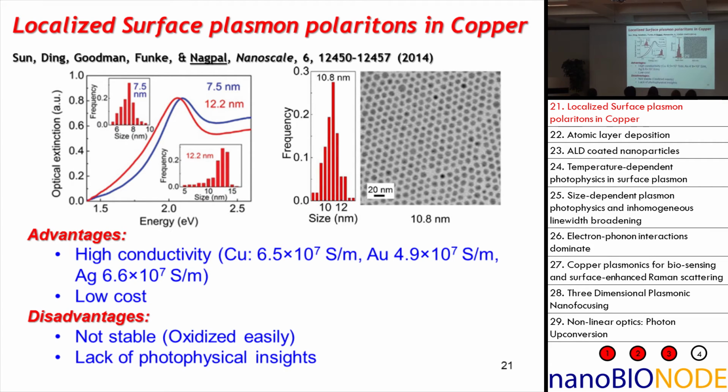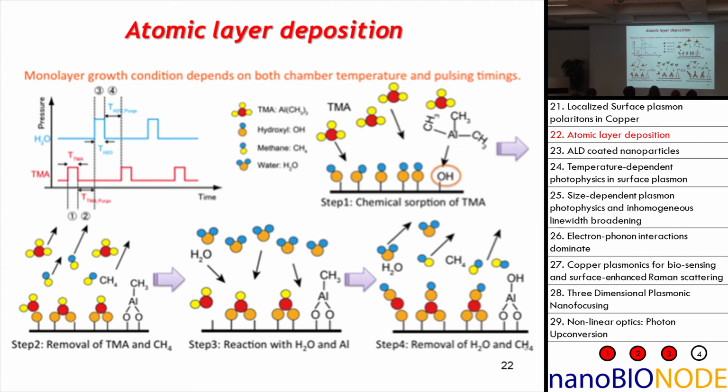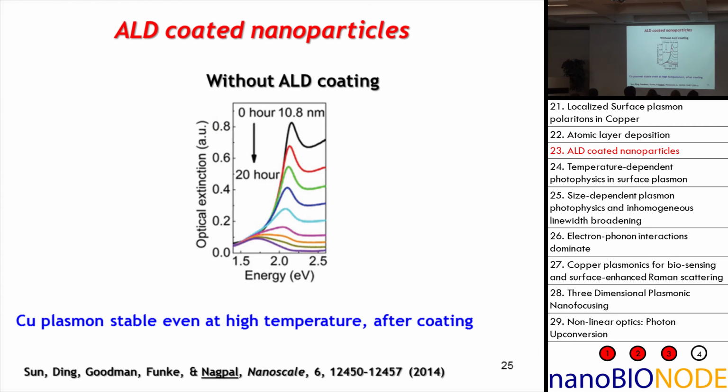So the first problem, which was an important one to cross before we could even go to the photophysical properties of these copper nanostructures, was to solve the problem of their chemical instability. So we did chemical vapor atomic layer deposition, where we coated these copper nanoparticles with alumina layers so we could make them stable and be actually able to heat them at high temperatures for some of these studies.